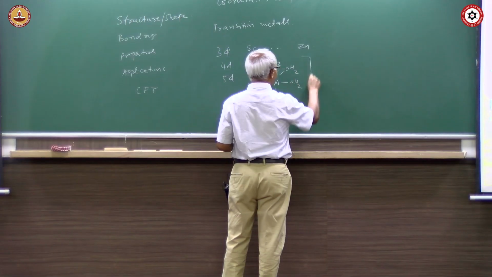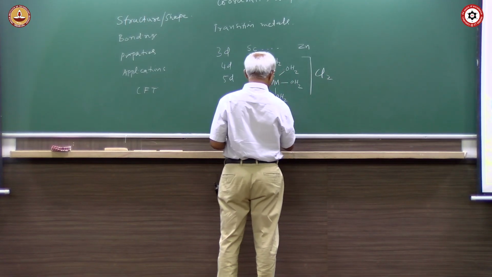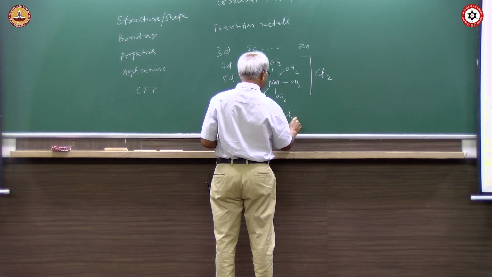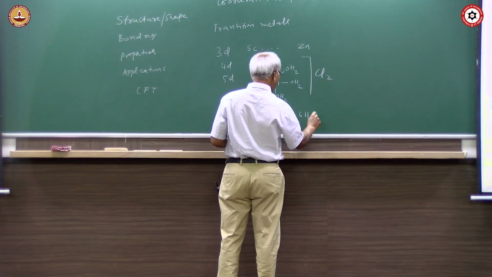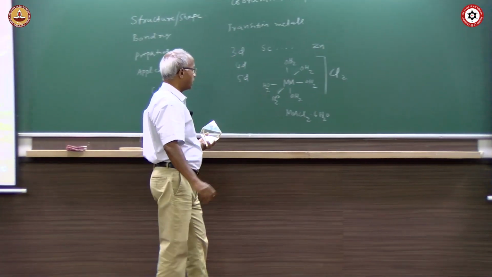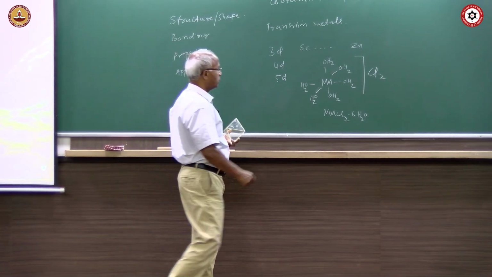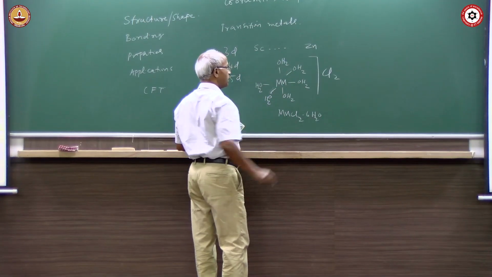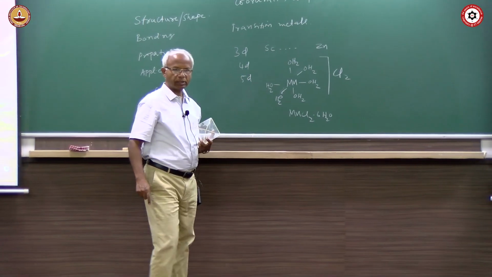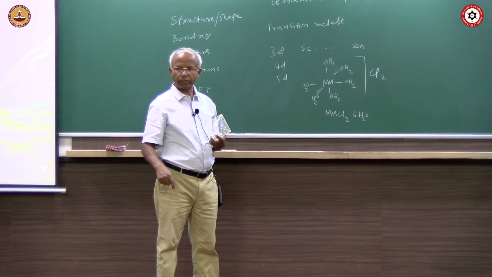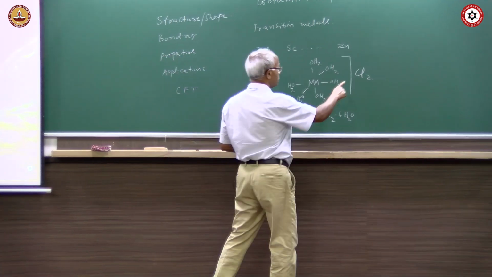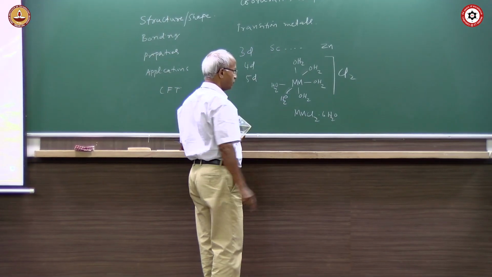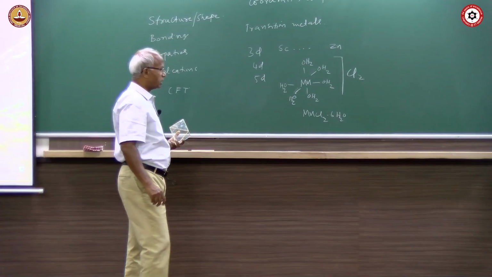So manganese chloride is what I wrote, MnCl2·6H2O. In this case, chlorides are outside the coordination sphere. Around the metal, whatever groups are present are inside the coordination sphere. So the two chlorides are outside the coordination sphere. This is one of the examples of an octahedral complex.